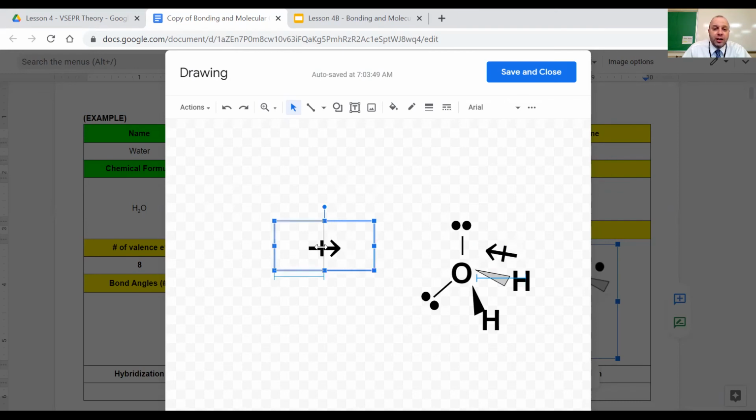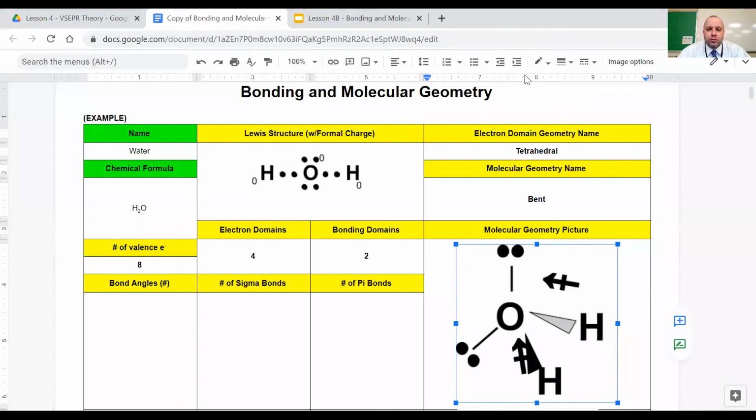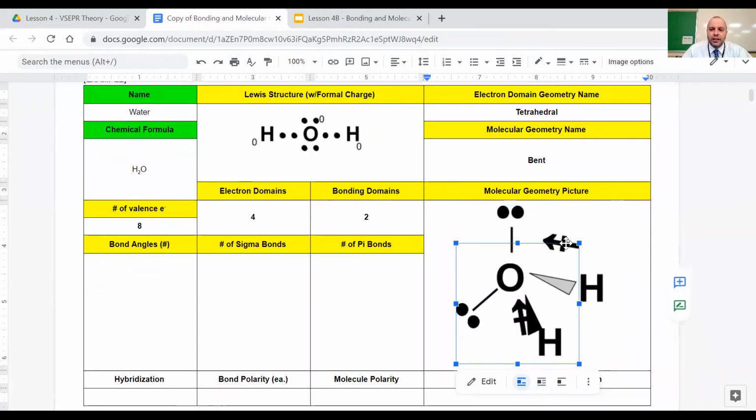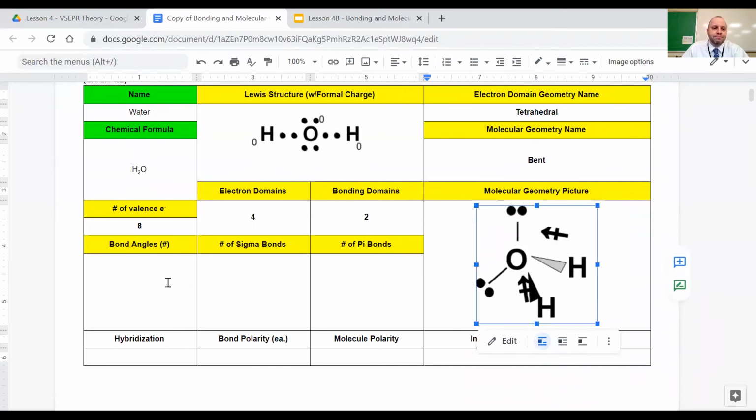So the more electronegative element in this case between hydrogen and oxygen is the oxygen. So we're going to make sure that we place the arrow so that it points toward the oxygen in both places. And once you're done with that, you can save your drawing and it will place your drawing right in here. You could also change the size in here.